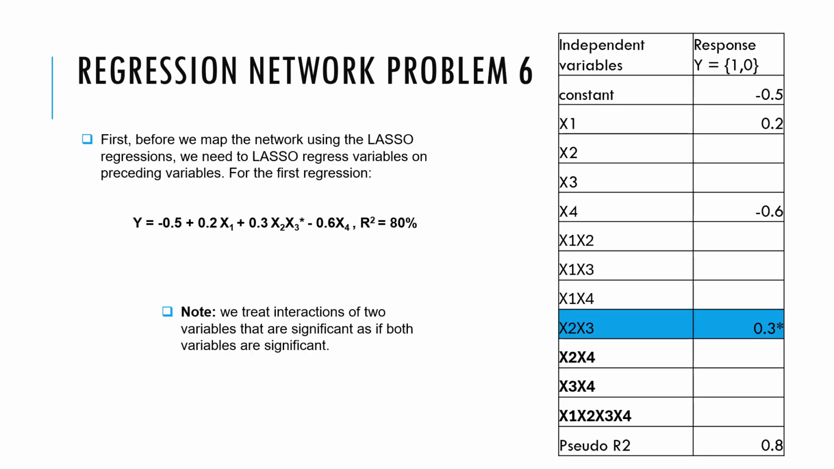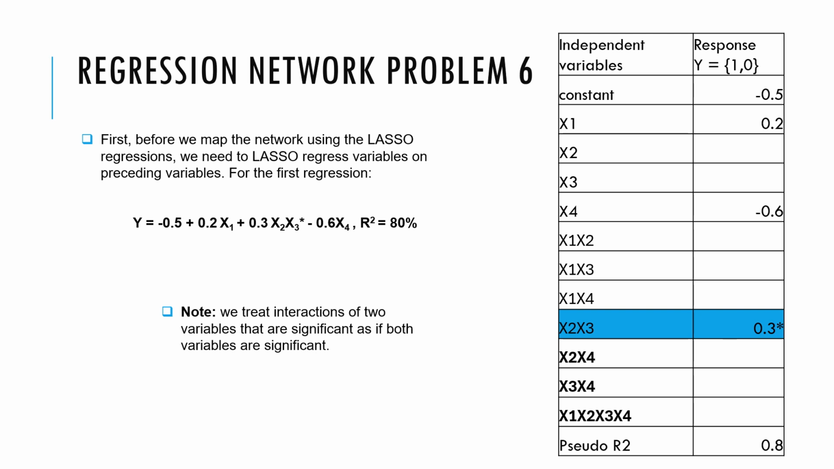Here we're going to map out our first regression. So we need to lasso regress variables on the preceding variables. However, this is our first regression. This table shows the column for Y. So it's binary, 1 and 0. So it shows our constant mapped out, negative 0.05. We see Y mapped to x1, 0.2 as the coefficient for x1.